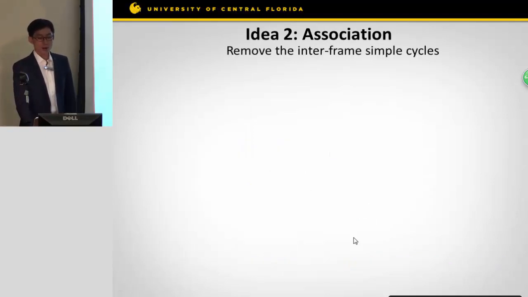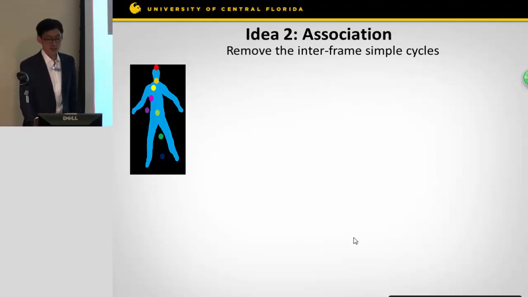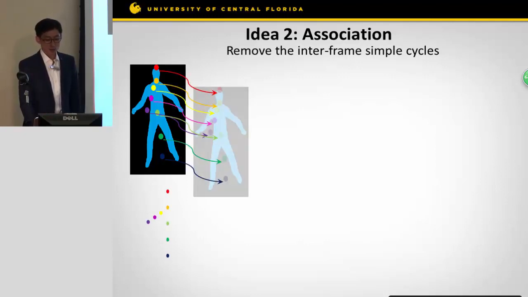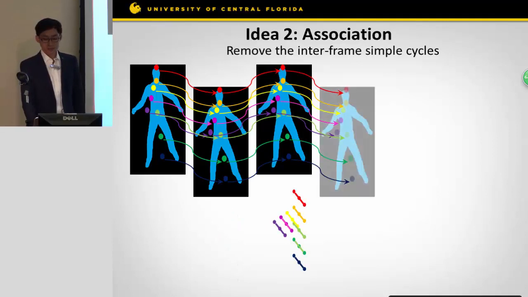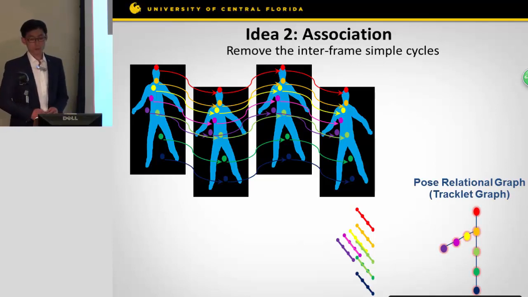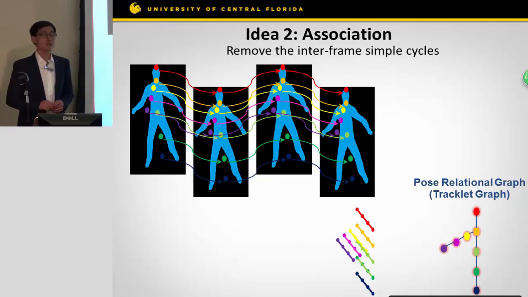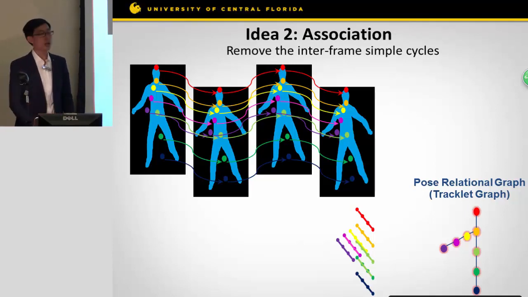The second idea, we call it association. By this idea, we remove the interframe simple cycles. Since we already have the real body part and abstract body part definitions, it's easier to understand this idea. Basically, we just track these abstract body parts throughout the video frames. Then we will have the final graph. We call it a pose relational graph. In this graph, each node represents one body part tracklet. So that's why we also call this graph the tracklet graph.